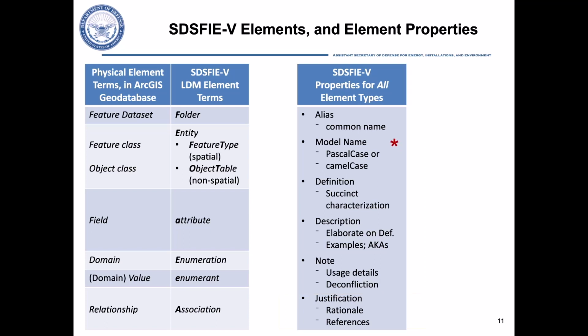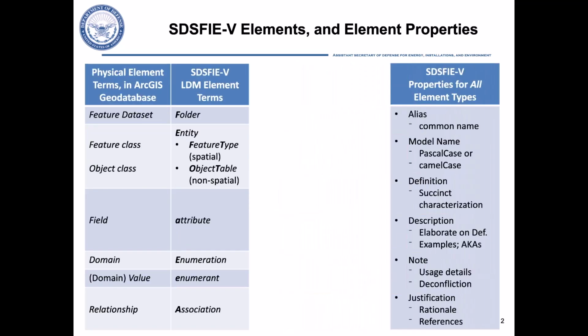Regarding model names, they are either Pascal case or camel case, depending on the element type. Pascal case, where the first letter of all words is capitalized, is used for folders, entities, enumerations, and associations. Camel case, like Pascal case, except without capitalizing the first letter of the first word, is used for attributes and enumerants. Of the standard properties, and according to the SFIG, it is the model name and the definition that make an element unique. Additionally, the text strings contained in these standard element property values are what is searched by the query algorithms in the Model Viewer application.